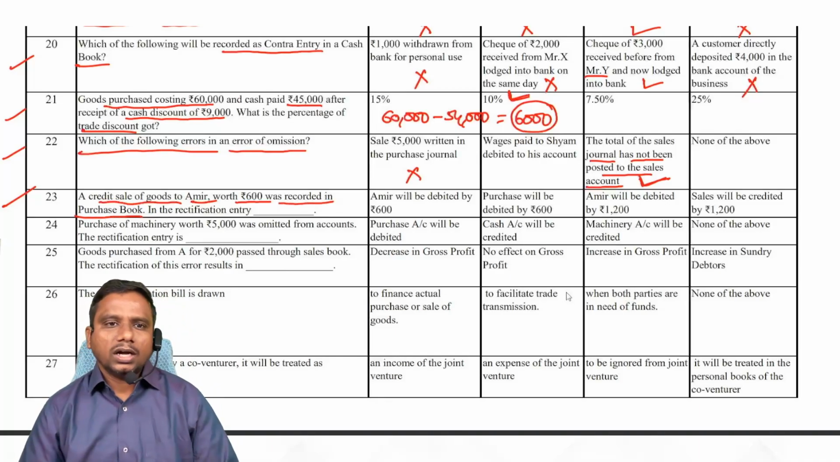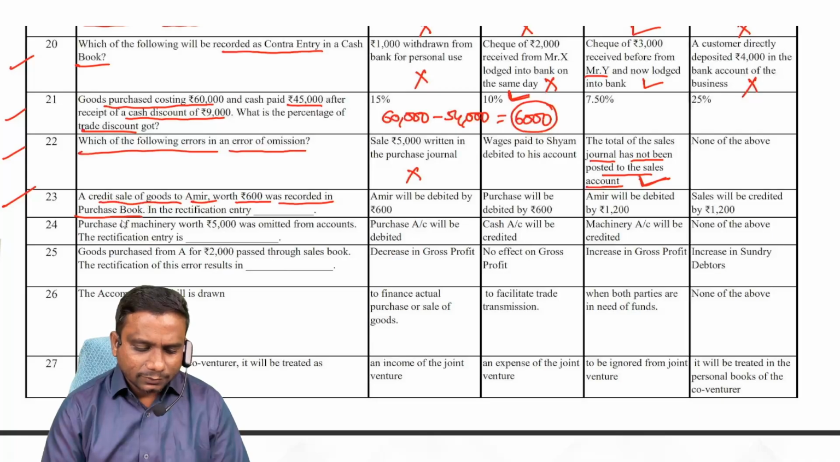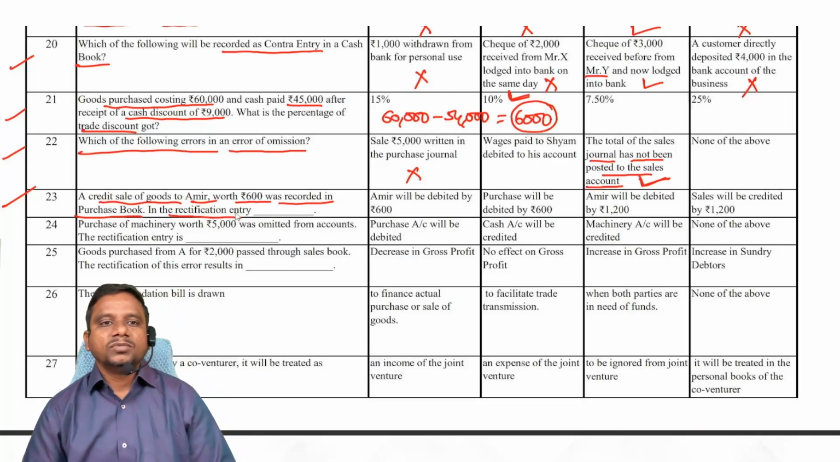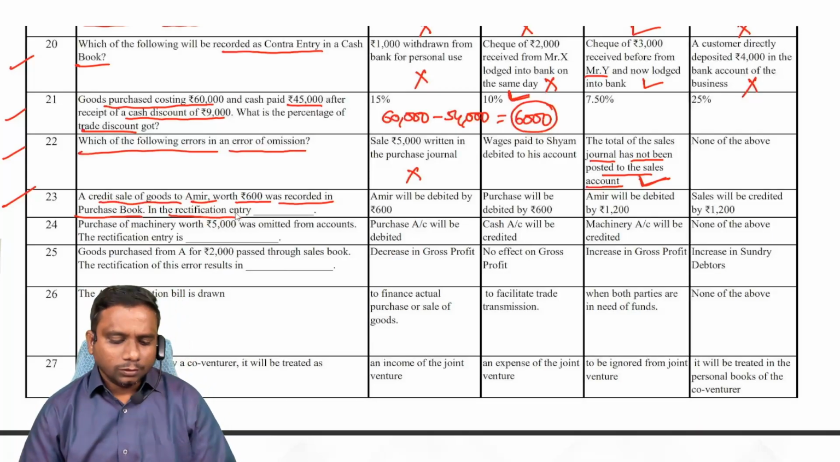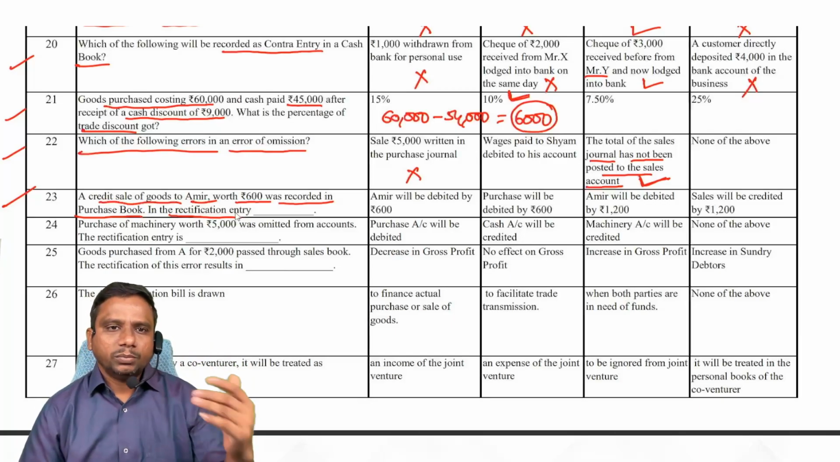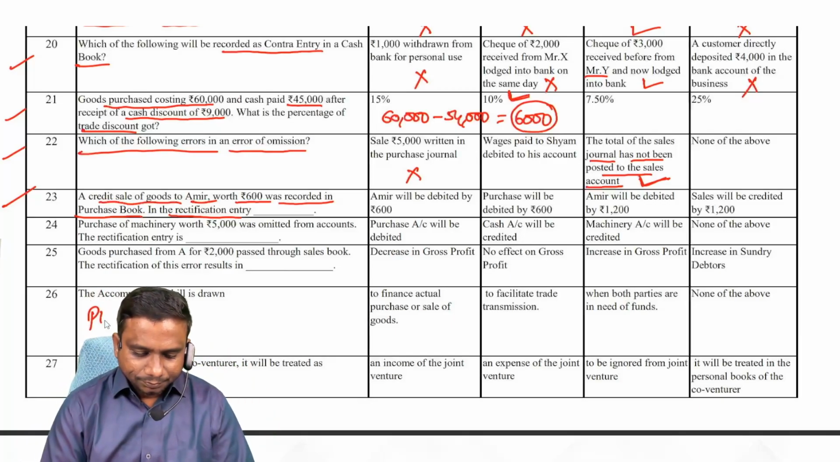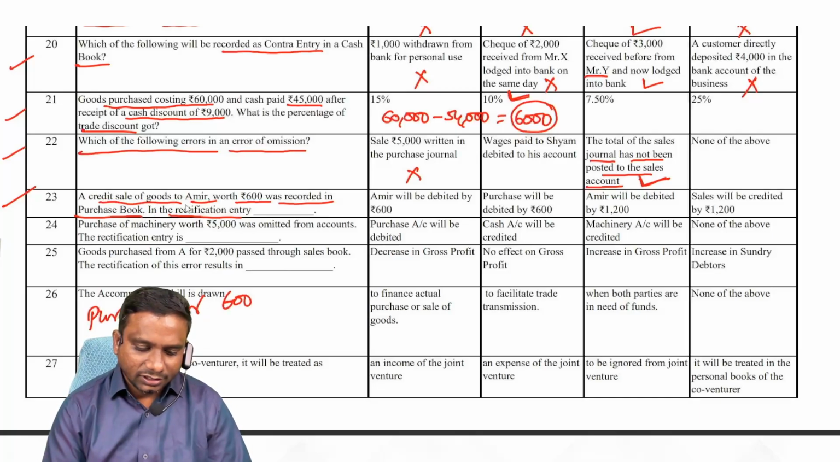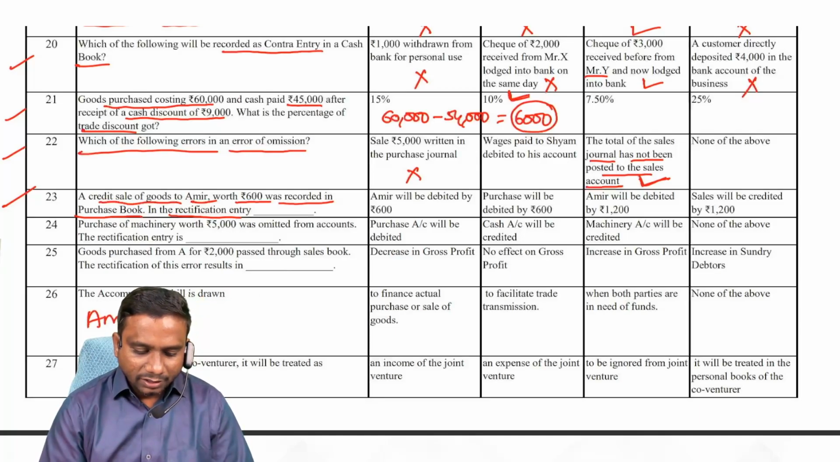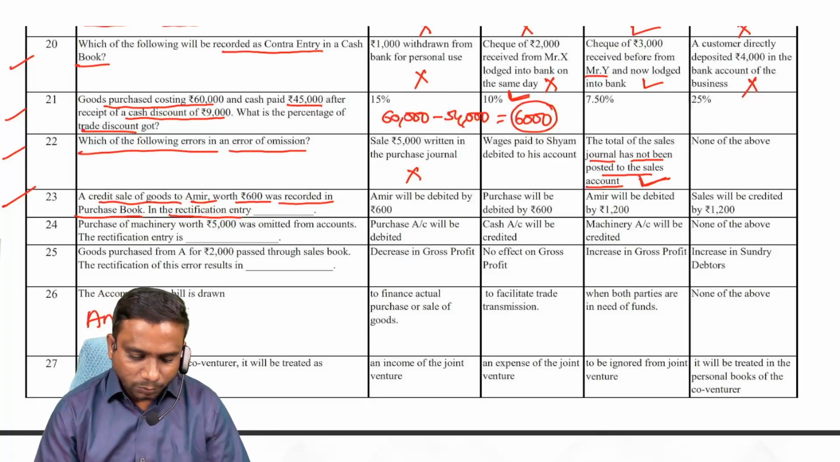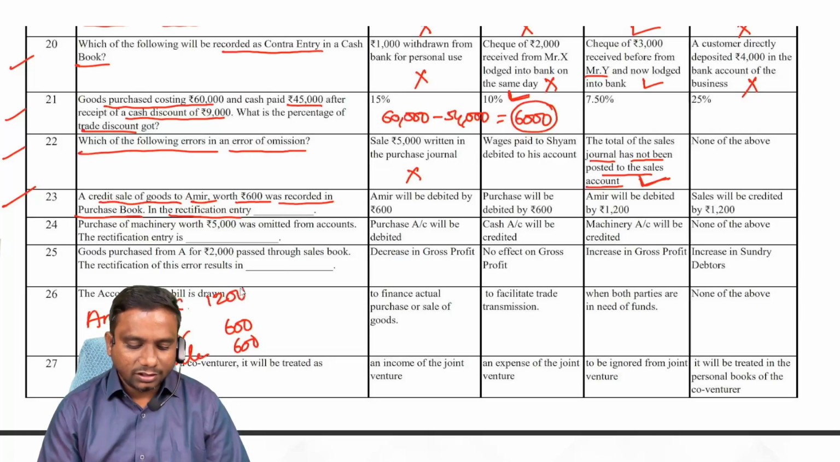Third, a credit sale of goods to Amir worth 600 was recorded in the purchase book. Actually, we sold goods to Amir, but they have recorded it in the purchase book. Now, how do you rectify it? Simple. Purchase account is now debited. Purchase account debit, how much? 600. Sorry, credit sale of goods to Amir, na? So Amir account debit, since earlier by mistake purchase account was written. Now purchase cancel, 600. Earlier sales account was not credited. So by sales 600, Amir account 1200.